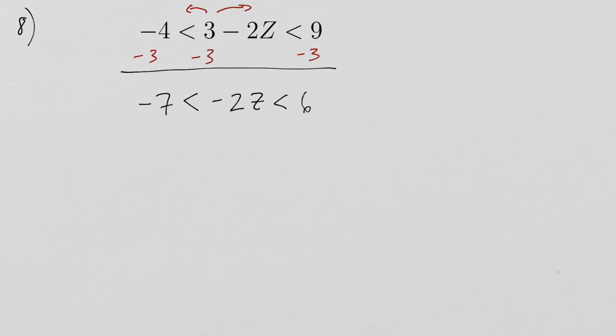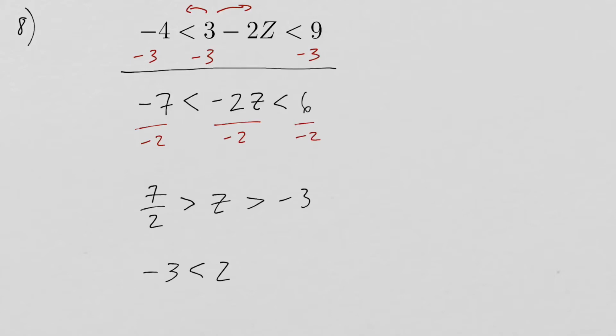And now I'm going to solve for my z by dividing by negative 2. Because I'm dividing by a negative number, my inequality is going to flip. So I'm going to get a positive 7 halves, because that's negative 7 divided by negative 2. But this will be greater than z, and this will be greater than negative 3. You always want to start from your lower number first. So I'm going to rewrite this as negative 3 less than z less than 7 halves.